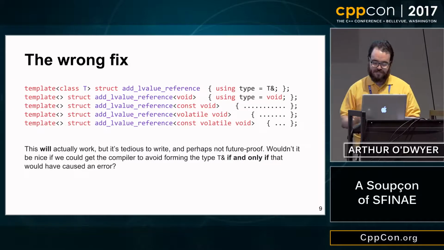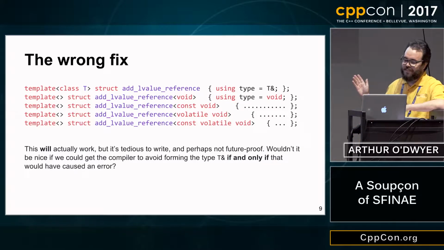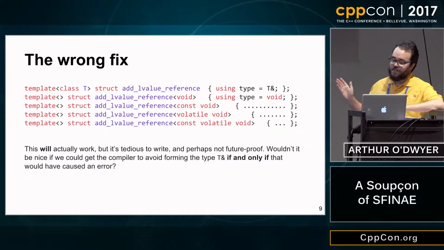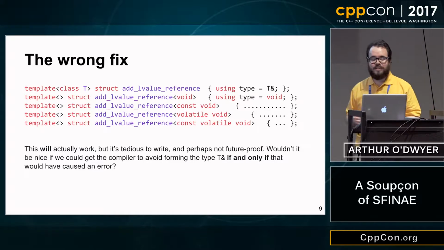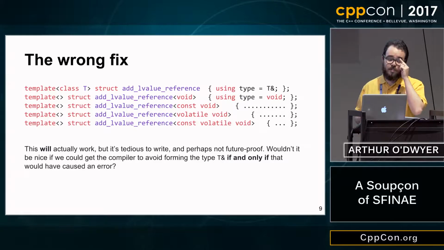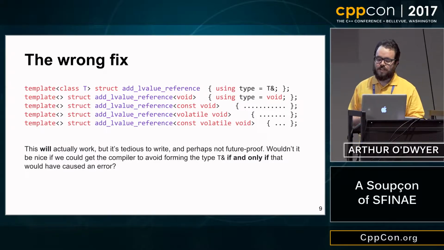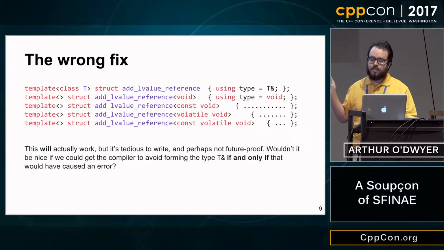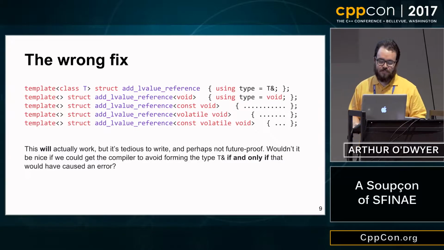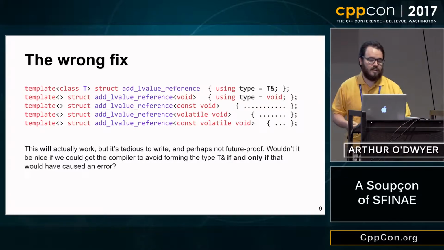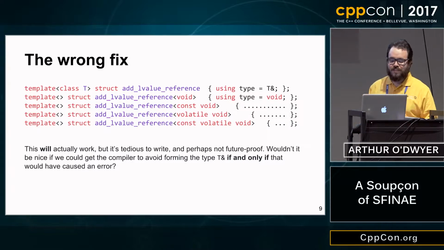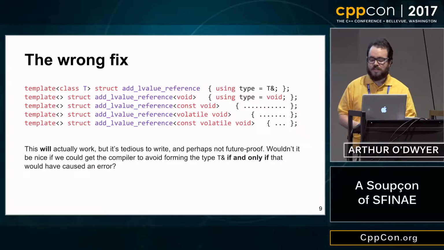All right, so we could do something like this. We can use partial specializations here. We can say add_lvalue_reference has a base template that just adds a reference, but then we're going to partially specialize it. So if someone gives us something that looks like void, maybe with some CV qualifiers on it, we'll pick up the partial specialization, and we'll just say, well, when you try to add an lvalue reference to void, you get void. When you try to add it to const void, you get const void, and so on. This actually works, but it is pretty tedious, and it's not really future-proof.